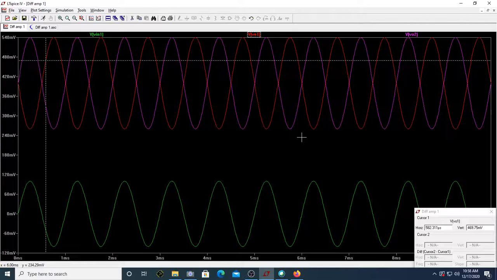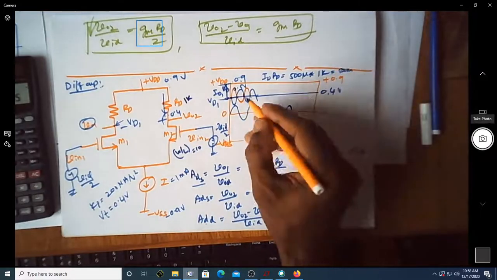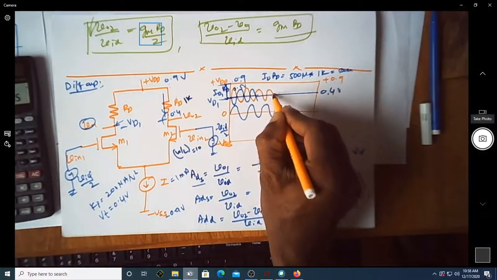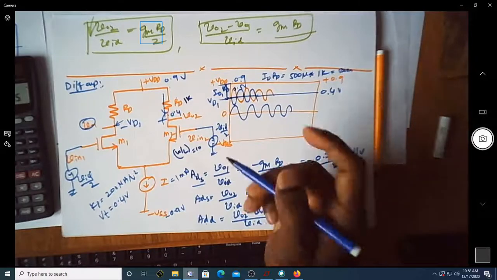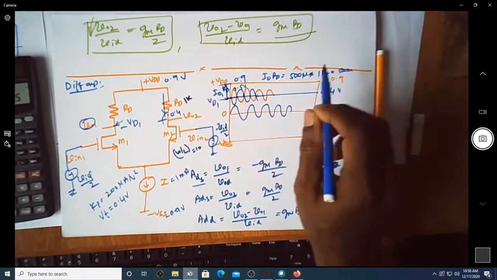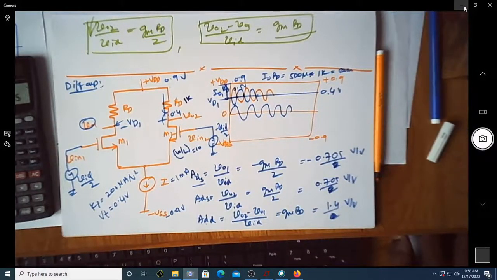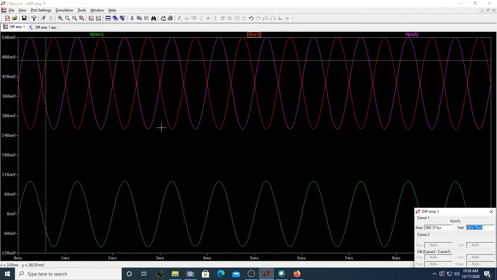If you can see both the voltages at VD1 and VD2, their DC voltage is 0.4 itself. You can see this is for VD1. For VD2 it will be exactly in the opposite direction. That's what we are seeing here. This is going in the opposite direction, of course, and the magenta one is in phase with your input signal, the green one.